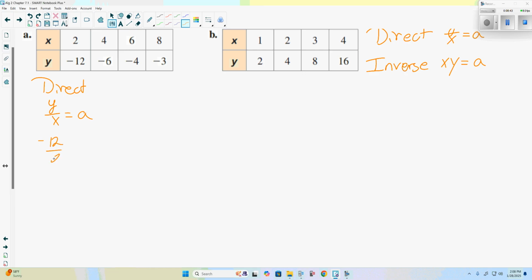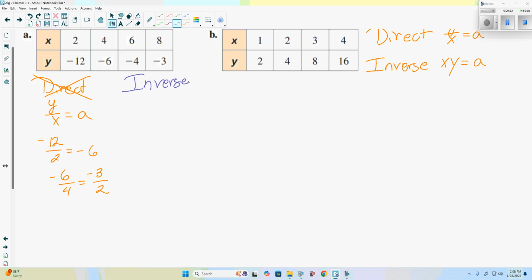So we can start with this here. Our first y value is negative 12, and the x value is 2. What is negative 12 divided by 2? Negative 6. Okay, let's move on to the next one. Negative 6 divided by 4 is negative, well, they don't divide evenly. Most we can do is reduce it to negative 3/2. Are those the same? No. So what can we say about direct? It's not direct because that amount has to be the same every single time.